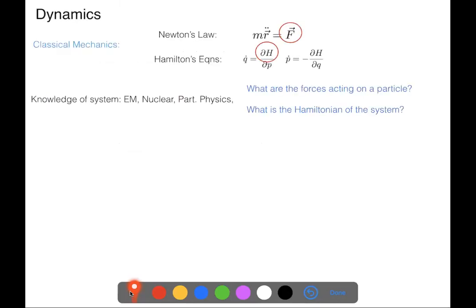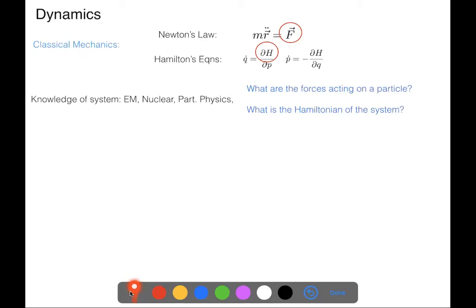So let's go on and let's start at the basics. So it's a general view of dynamics. For example, if you have classical mechanics, you can write down Newton's laws. Mass times acceleration is force, or you can write down Hamilton's equations. q dot is del H del p, p dot is minus del H del q.